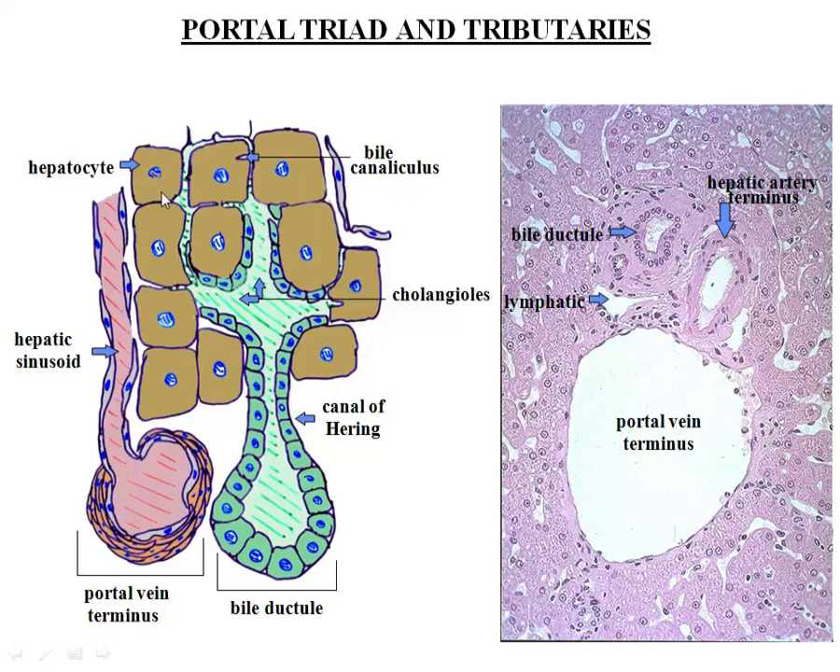Now see, what is the cellular component of a hepatic lobule or liver? The prime functional units are the hepatocytes. Thereafter there are the blood vessels, the capillaries. Though we call them hepatic sinusoids, basically they are discontinuous capillaries.